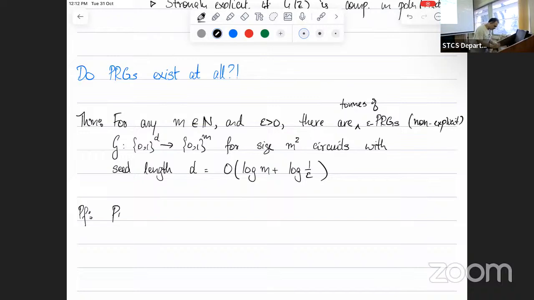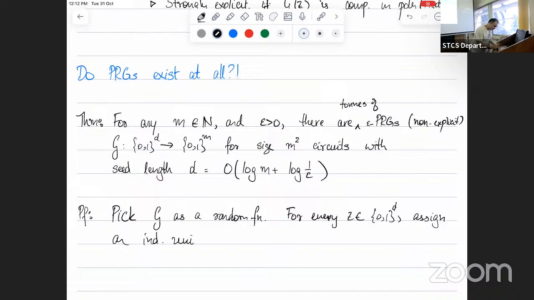Okay, so we'll pick g as a random function. Let's just spell it out. What does this mean? For every possible seed, assign an independent uniform y in {0,1}^m as g of c. That is, for every seed, you're just assigning a random string. And I want to know, is this going to be a good generator?